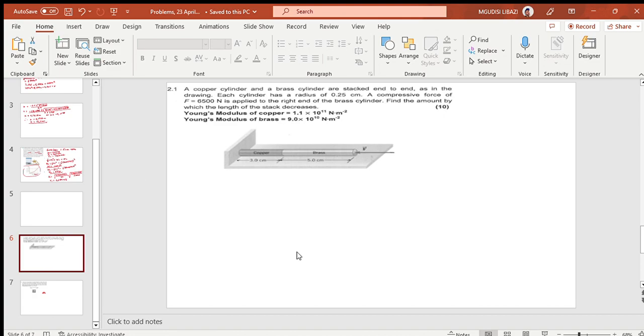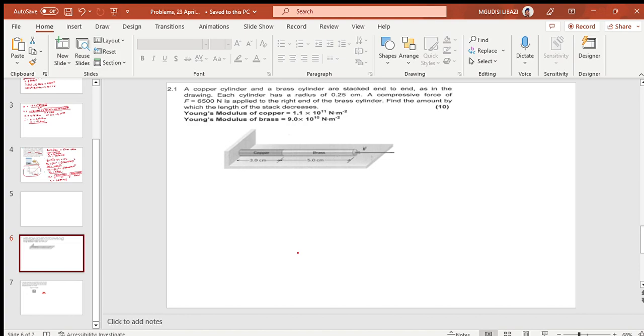Hi guys, once again. So we have a problem based on physics mechanics, and then the elasticity. So now this is the question that we have here.